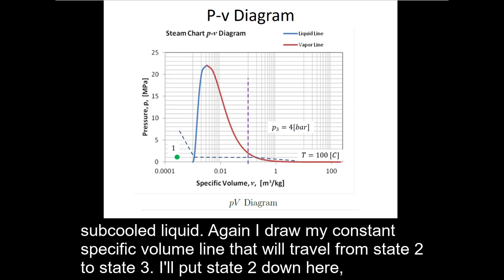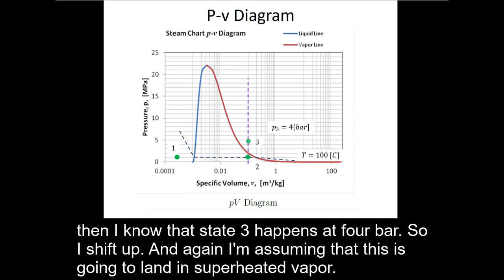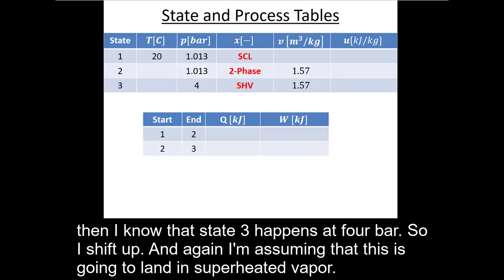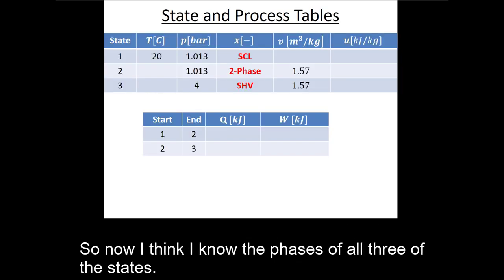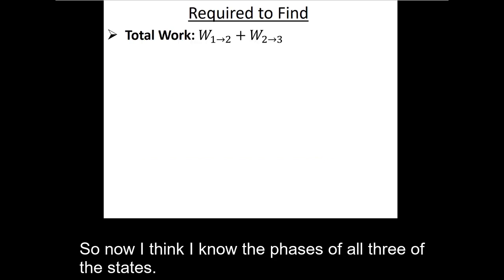Again, I draw my constant specific volume line that I'll travel from state 2 to state 3. I'll put state 2 down here. Then I know that state 3 happens at 4 bar, so I shift up. And again, I'm assuming that this is going to land in superheated vapor. So now I think I know the phases of all 3 of these states.